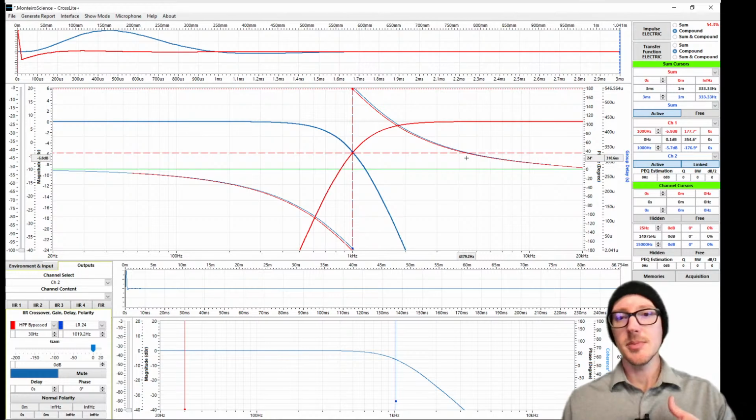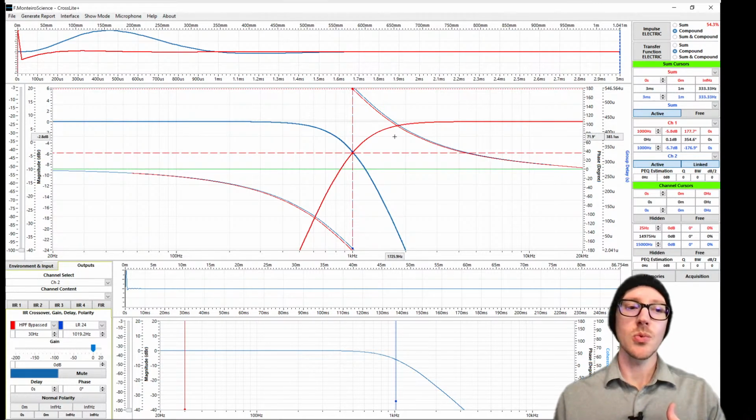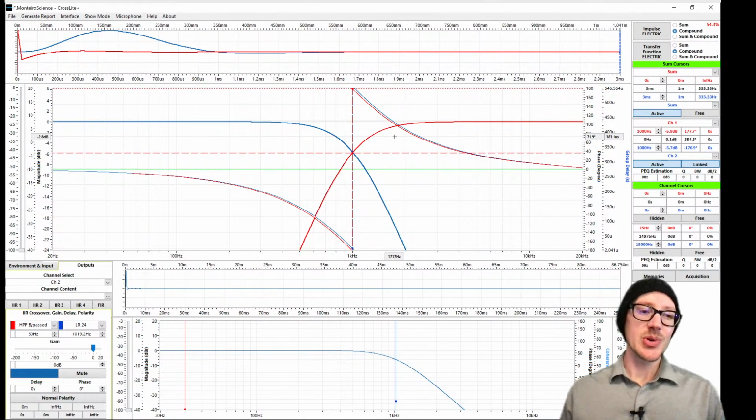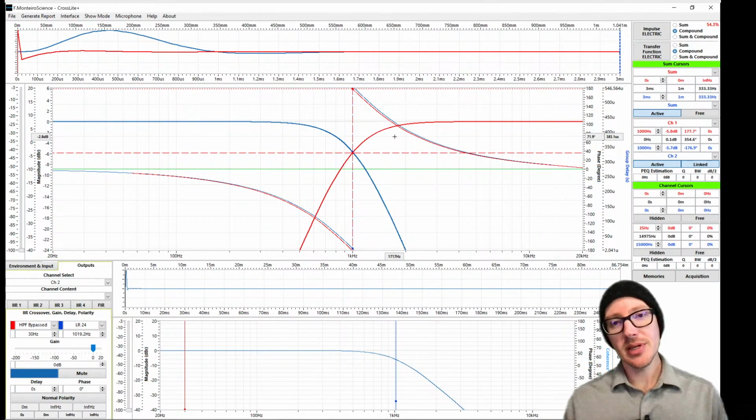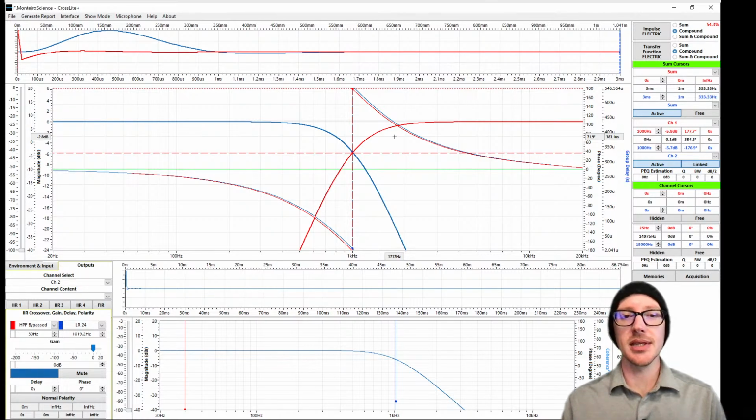And maybe it becomes more clear why fourth order Linkwitz-Riley filters are so popular: they're kind of idiot proof, right? You don't have to remember to do that polarity inversion to make them sum perfectly, at least in the electrical domain.